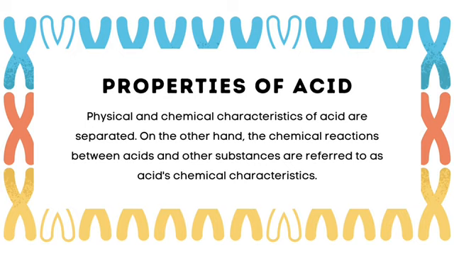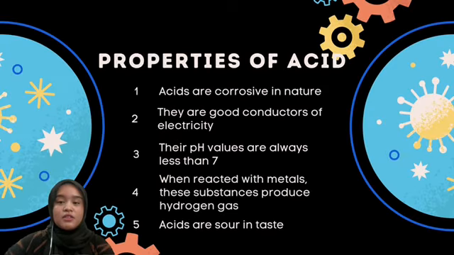Plus, there are also properties of acid, where physical and chemical characteristics of acid are separated. The chemical reaction between acids and other substances are referred to as acids' chemical characteristics. The acid that conducts electricity strongly is a strong acid, and the acid that conducts electricity weakly is a weak acid. Moreover, their pH values are always less than 7, and when acid reacts with metals, these substances produce hydrogen gas. In addition, acids are sour in taste because of their hydrogen concentration.